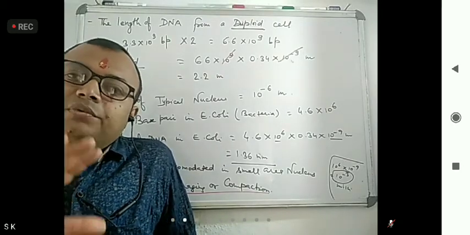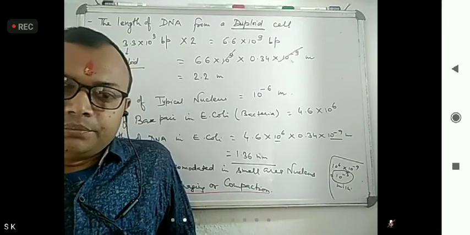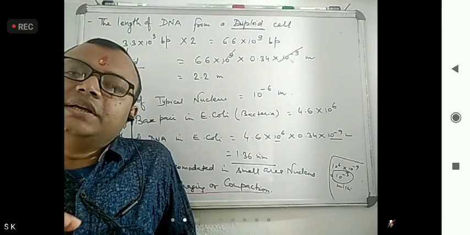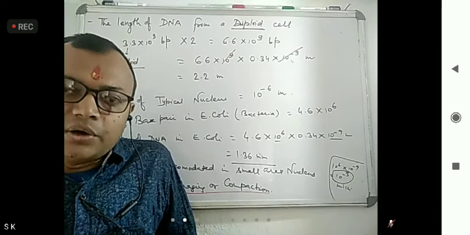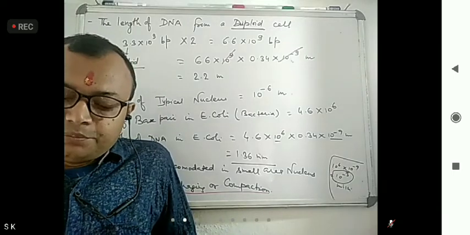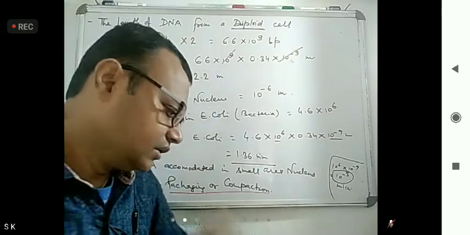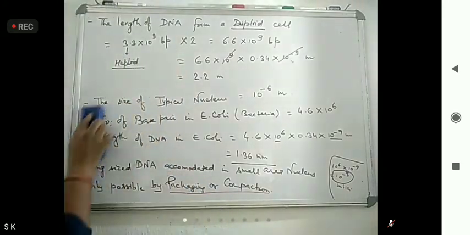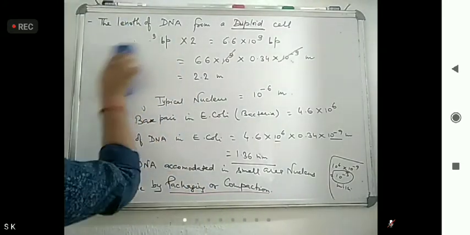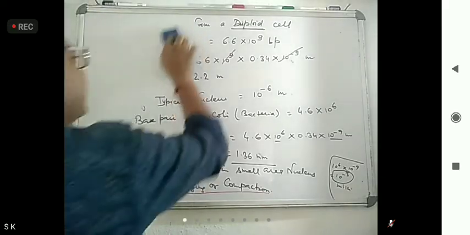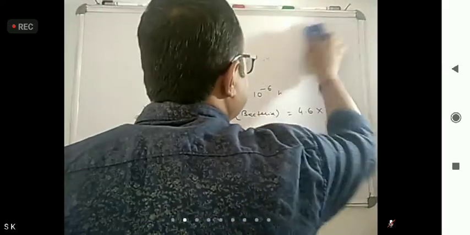Now we will see DNA packaging in prokaryotes, then we will see DNA packaging in eukaryotes. Now we know that prokaryotes do not have a defined nucleus. So we come to DNA packaging in prokaryotes, then we will come to DNA packaging in eukaryotes.